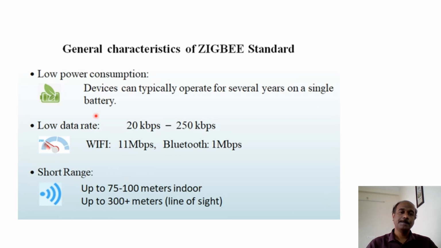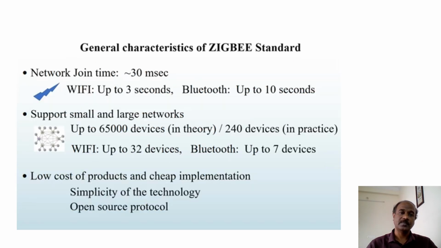The range supported by this ZigBee technology is up to 100 meters maximum, 75 to 100 meters indoors within a building, or when you go outside, the maximum distance can be up to 300 meters. This is the range that is supported by the ZigBee technology.